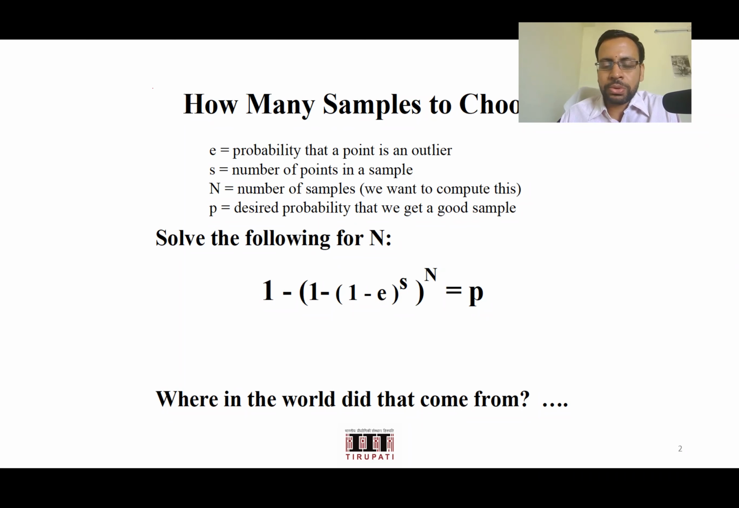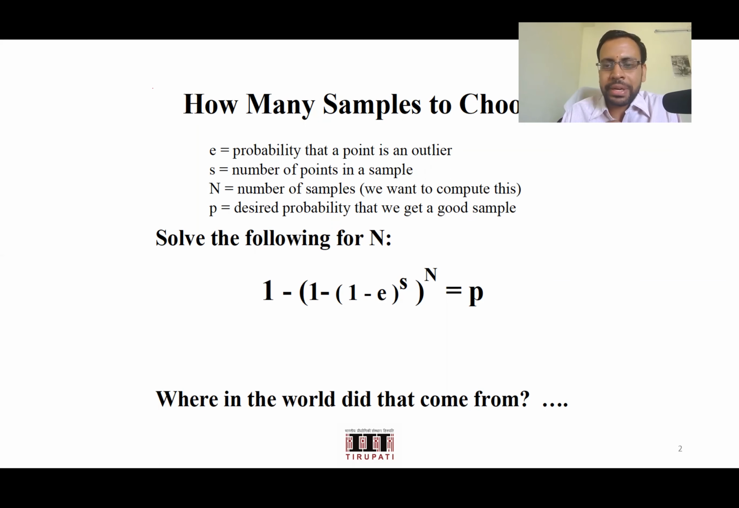Accordingly it varies. Let's say you are doing a homography transformation, there 8 points are required, so S turns out to be 8. For an affine transform, S turns out to be 6 because you need 6 points. And capital N turns out to be the number of samples.